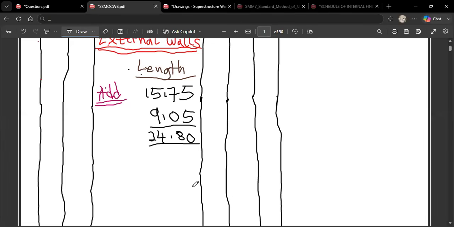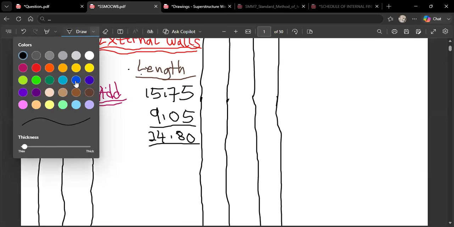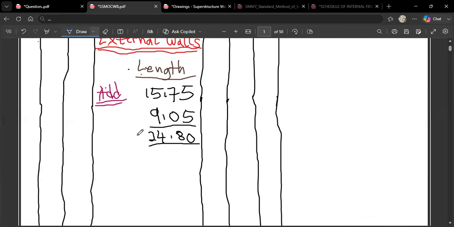Then we can get the overall length of the external wall. So from here we just multiply this by 2. That is how we are going to do the multiplication. We put this sign over here and multiply all of this by 2. 24.80 times 2 is going to give you 49.60.